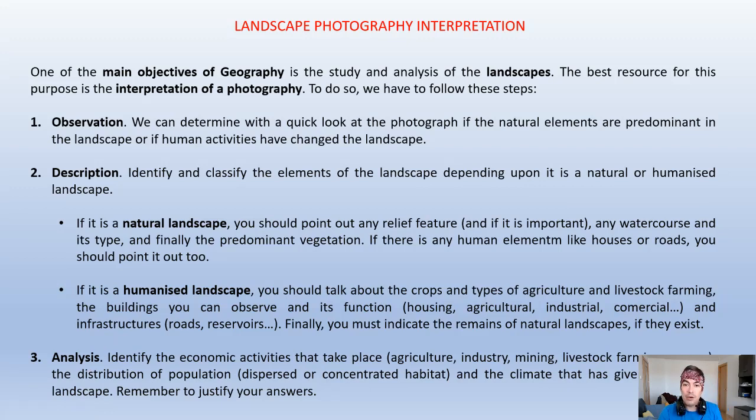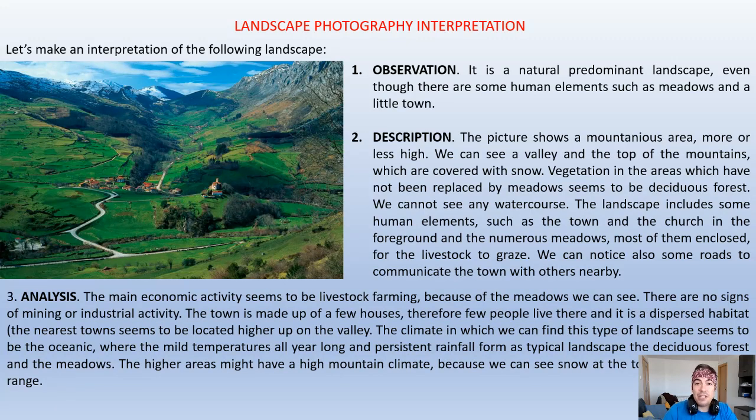So let's go with an example. Imagine I give you this picture of this landscape. So let's follow the steps. First, observation. With a quick look, we can see that this is a predominantly natural landscape, even though there are some human elements such as the meadows here, los prados, and this little town here, but the predominant features are natural. We have this mountain range and these hills and these forests. So it is predominantly natural but with some humanized elements.